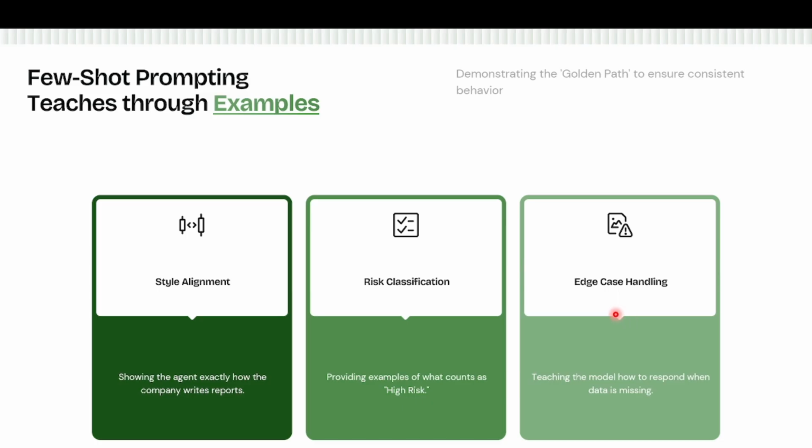Then the next one is edge case handling. So this is teaching the model how to respond when data is missing. Okay, so you are deploying at the edge. The agent is already working at the edge. If there's missing data, how does the agent identify it? So teach the model how to respond when data is missing. How will it respond when there is no data? How will it respond when the information it needs to perform its task is not available? Instead of hallucinating, you can use these cases. So the first one is style alignment, then risk classification, then edge case handling.